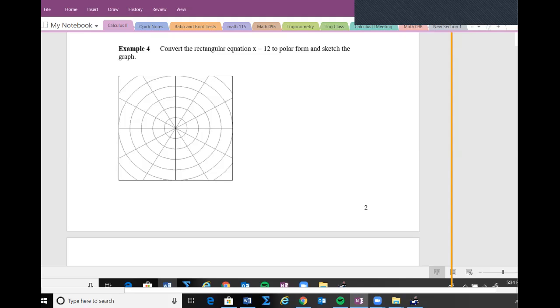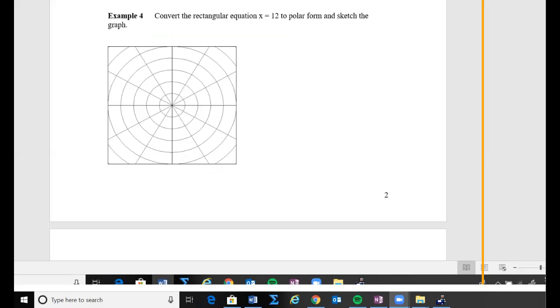All right, here's another one. We're going to approach this the same way. Let's convert this rectangular equation to polar form and sketch the graph. Now, obviously, x equals 12 is easy to graph. You don't need polar coordinates to do that. We know what this is going to look like. So we know it's a line out at 12.